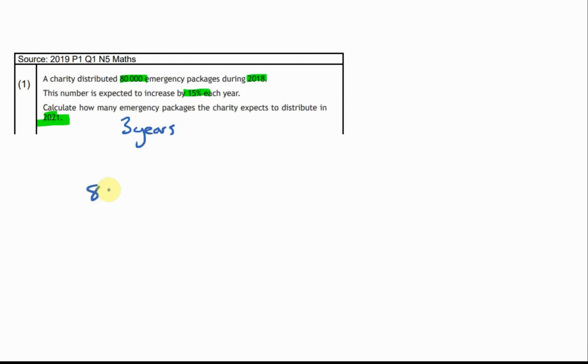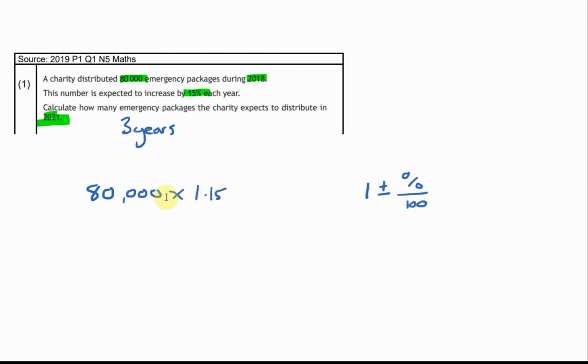So if I wanted to increase 80,000 by 15%, I would not multiply it by 0.15. That's me working out 15%. I'd multiply it by 1.15. And that's the same as our equation, which was 1 plus or minus the percentage divided by 100. Oops, I'm still getting used to writing on this screen. So that's 1 plus 15 over 100, which is 1.15.